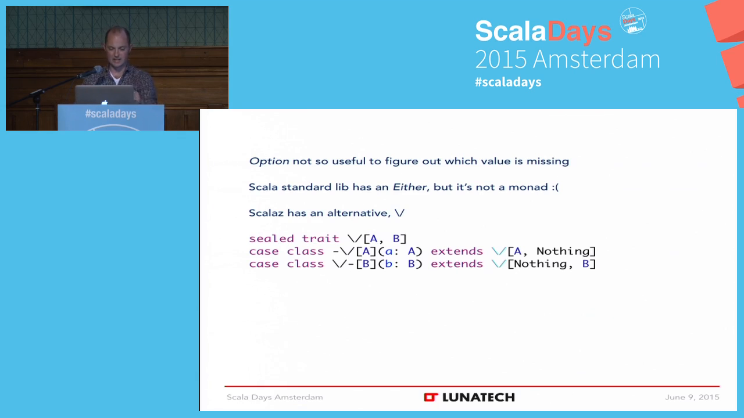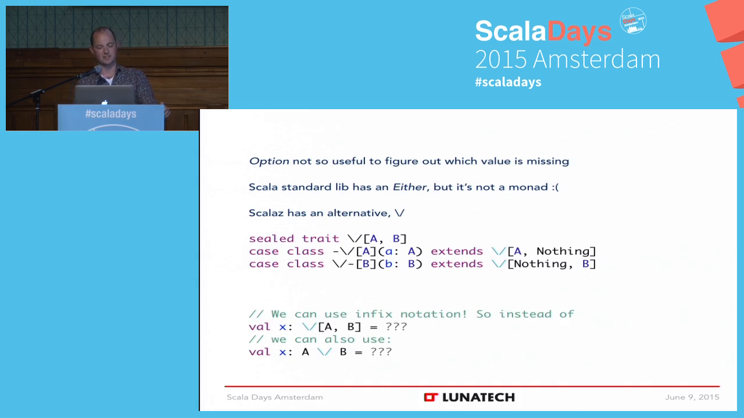So similarly, on an Either, if it's a left value, then map does nothing. So this one is biased. It's biased to the right side, and map and flat map work on the right side. So for many possible uses, this Scalaz disjunction is much more useful than the regular Scala Either class. One of the coolest things about this class is that you can also use infix notation. So where you have val x is \/[A, B], you can also write it like this. And then it's really natural to say val x is of type A or B.